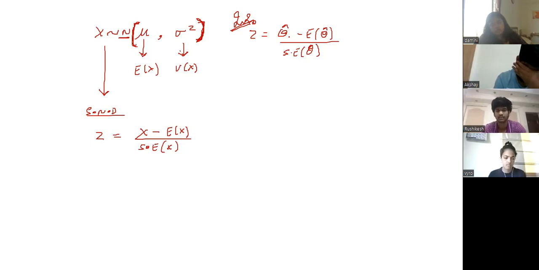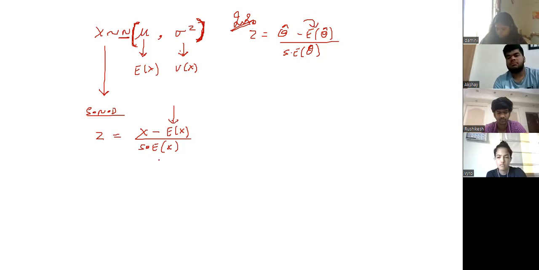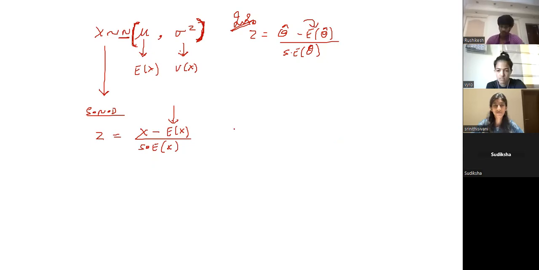Now theta hat is your sample statistic, but for the time being, since you don't know what a sample statistic is, let us assume that your theta hat right now is x. Since your theta hat right now is x, what we need to do here is x minus expectation of x, divided by standard error or standard deviation of x. Does that make sense? This formula is converting your normal distribution into standard normal distribution.